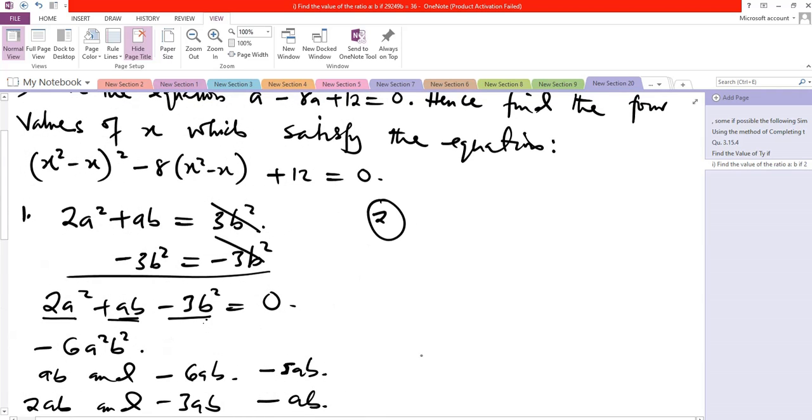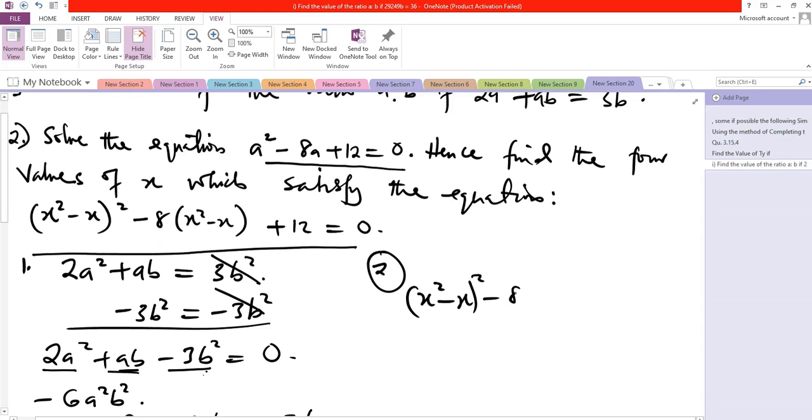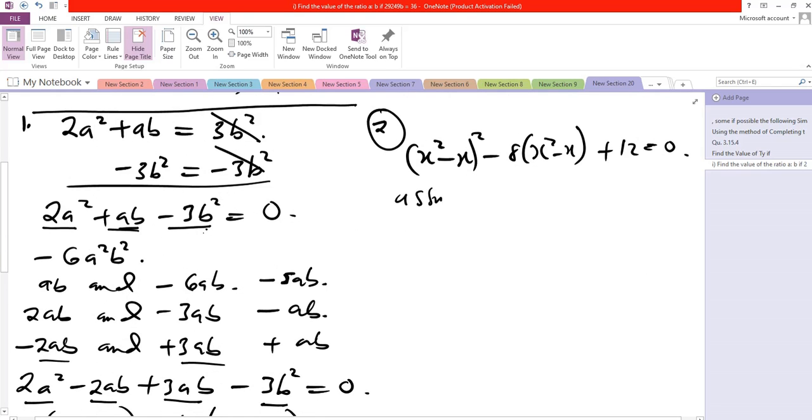Now equation 2. If you look at this equation, you see that there is similarity between this and this. What they just did was, to solve this, let's say you have x squared minus x all squared minus 8 into x squared minus x, bracket close, plus 12 equal to 0. Now assuming a is equal to x squared minus x.